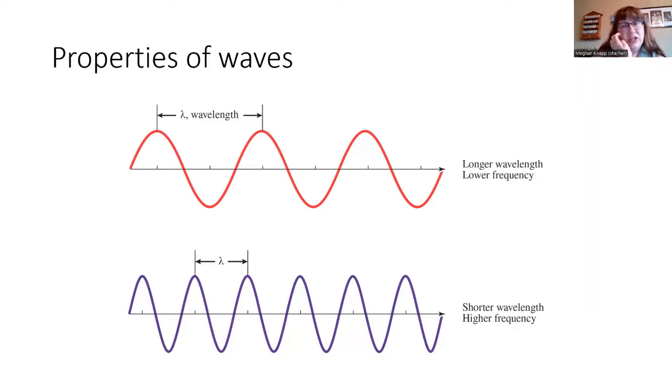You can see these two waves have different wavelengths. The longer one is the top one in red, and the shorter one is the bottom one in blue. This kind of matches visible light. For visible light, the red end of the spectrum tends to have longer waves, and the blue or purple end of the spectrum tends to have shorter waves.